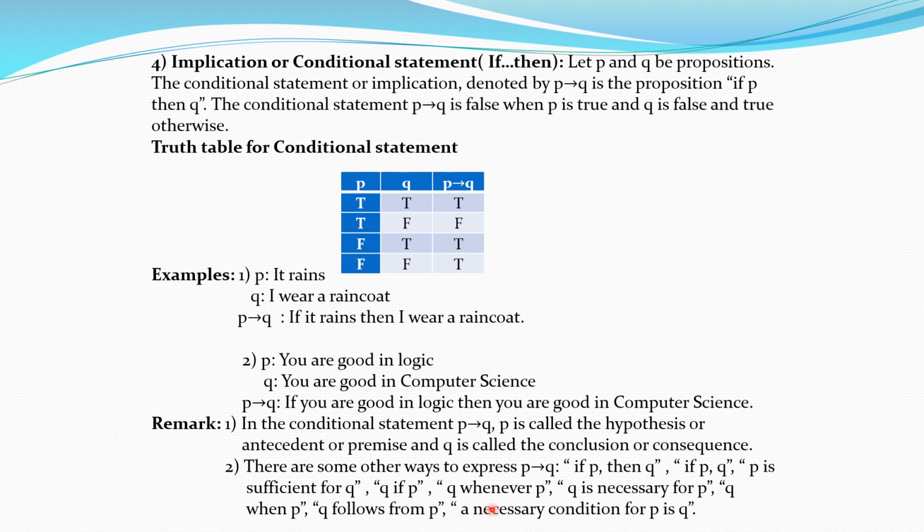Then P implication Q can be written as Q is necessary for P. See there is difference. Q is necessary for P means if P is there then definitely Q will happen. Then Q when P. Q follows from P. A necessary condition for P is Q. So these are many ways to represent implication.